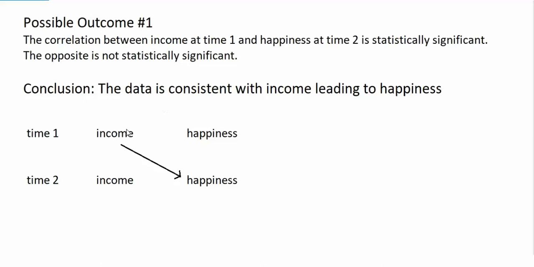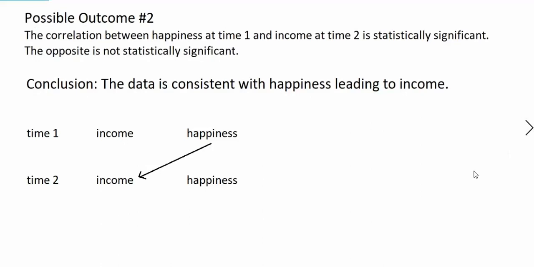That's because if this is what the data is showing, then the data is showing that the people who were high earners at time 1 tended to be happier people at time 2, but the people who were happy at time 1 weren't consistently high-earning people at time 2, which implies that this first path is more consistent with the data. The second possible outcome is the opposite.